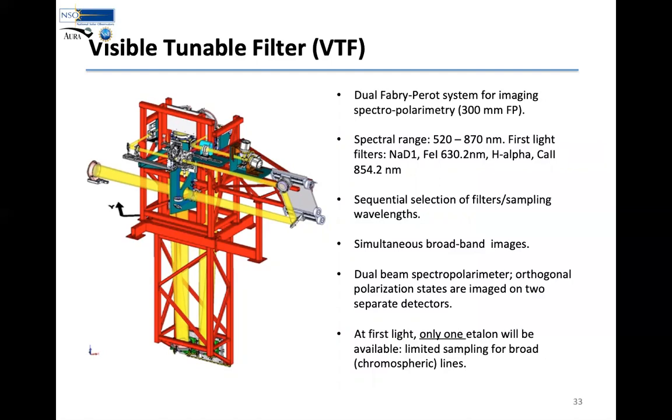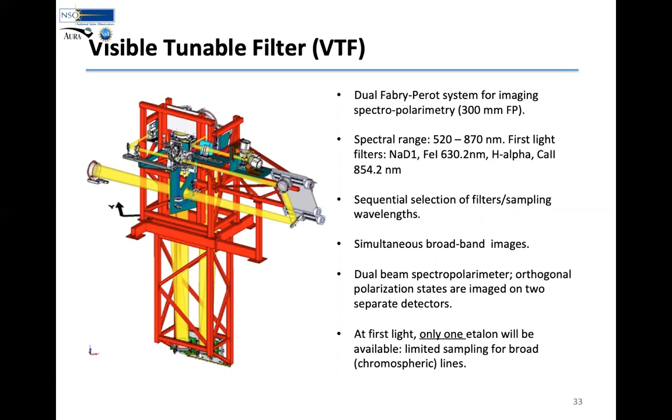This one I will use for the next example, so let me say a few things. One is that the spectral range is fairly limited, so you go only between 520 and 870 nanometers, right? So if you have a favorite line that's not in that interval, too bad. You have to do something else. And actually, I have something at the end about that.